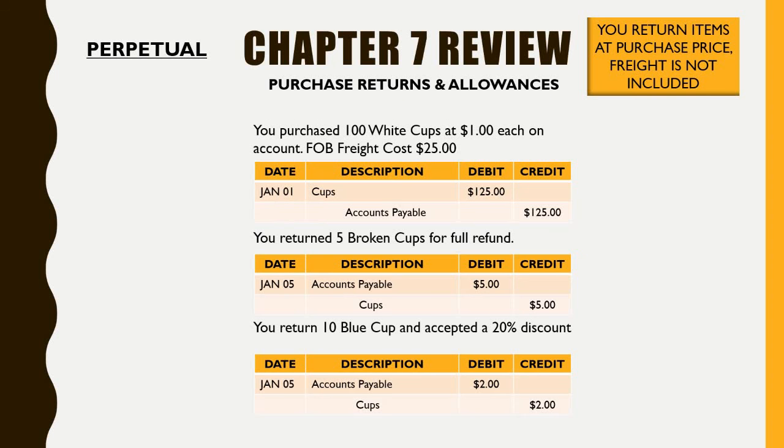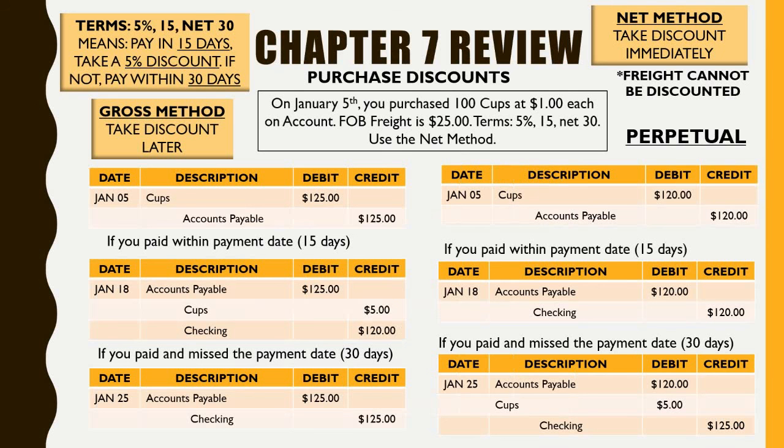Then we also talked about what happens when we have returns and allowances. If you put everything in inventory, that means you're going to take everything out from inventory. And then same thing with the discount. Whether it's net versus gross, under the net method you record by taking the discount immediately. But under the gross method, you just record the original price until you pay for it.